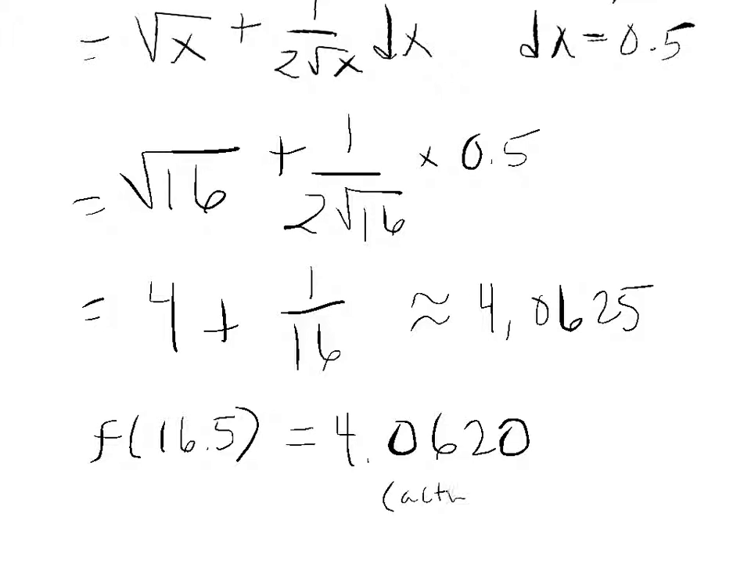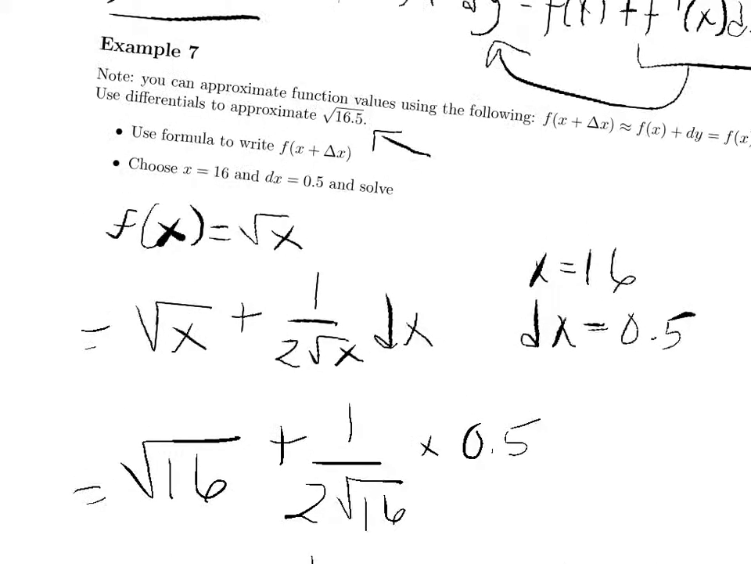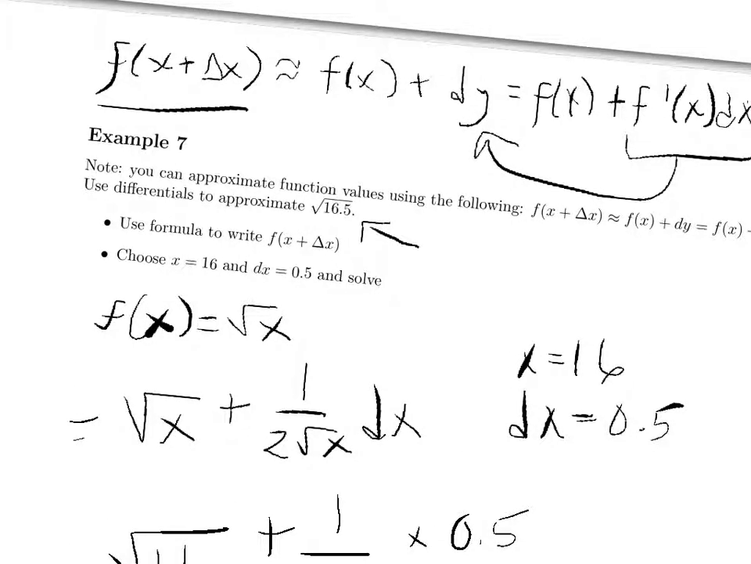How do you know that f of x equals x to the 1/2? That we're given that. So we're dealing with a square root function. So f of x is square root of x. How do you know that? It's given in the problem. So we're approximating this function, square root of 16.5. Yeah. You see that? All right.